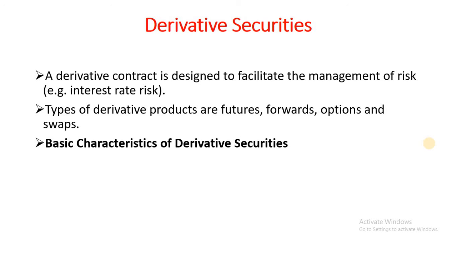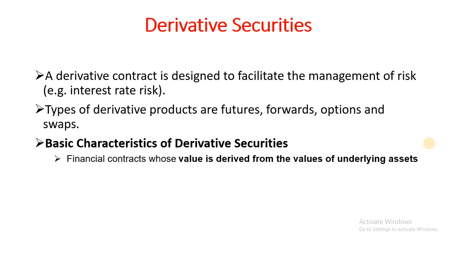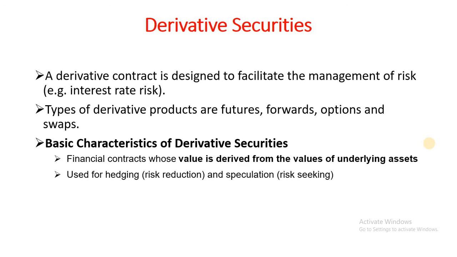Now let's look at the basic characteristics of derivative securities. First of all, derivative contracts are contracts whose value is derived from the value of their underlying securities. These securities are used for both hedging, that means risk reduction, and speculation, that means for investors who usually like risks, they also use derivatives. Speculation means risk seeking.